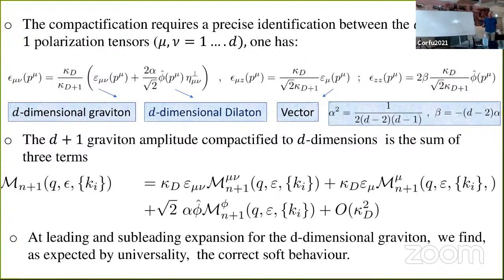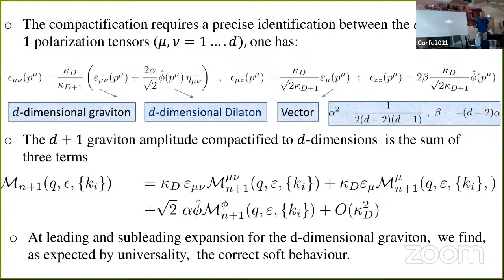And we need a precise relation. In order to get a precise soft theorem, we need a precise relation between the fields in D plus one dimensions and the fields in D dimensions. And these are the relations. Now, of course, we can plug this relation into the original soft theorem, so into the original amplitude, and we get three different kinds of D-dimensional amplitude. One involving the graviton, another one involving a soft vector, another one involving a dilaton, okay? Of course, from these three amplitudes, we can obtain the soft theorems.